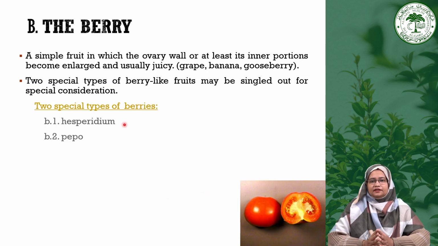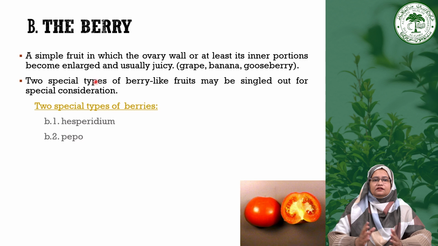Then the next category in the fleshy fruit is the berry. Berry is also a simple fruit in which the ovary wall, or at least the inner portion, becomes enlarged and usually juicy, as you can see in the case of tomato, grapes, banana or gooseberry. And the special types of berry are like the Hesperidium or pepo.